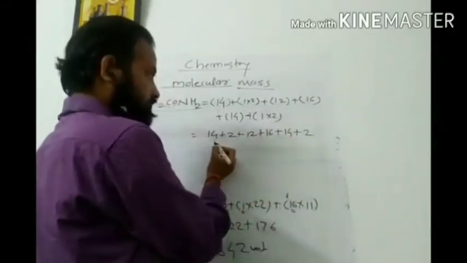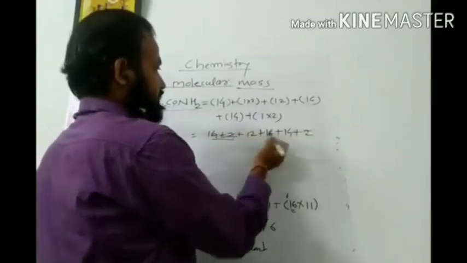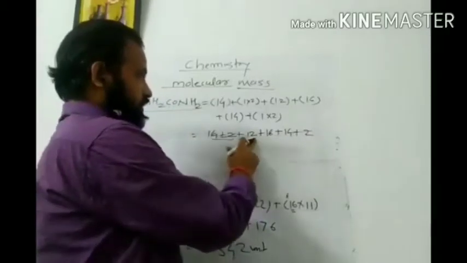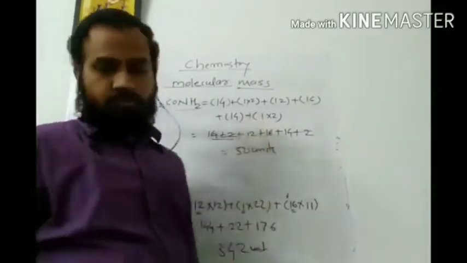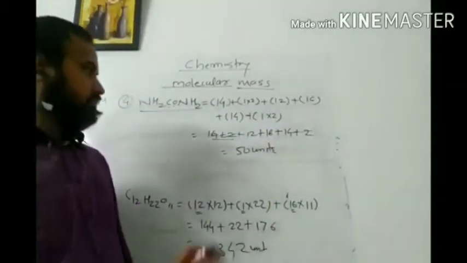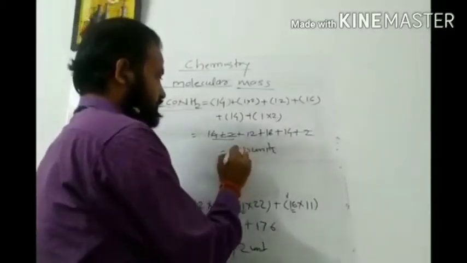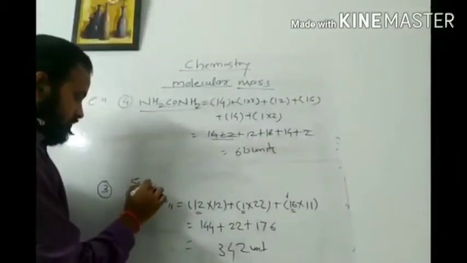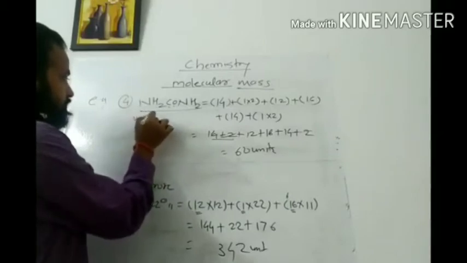so it is 16 and 16, 16 threes are 48 plus 12, so it is I think 50 units. Okay, 50 units is the molecular mass, sorry, 48 plus 12, 60, not 50, isn't it? So 60 units is the molecular mass of urea. This is sucrose and this is urea.